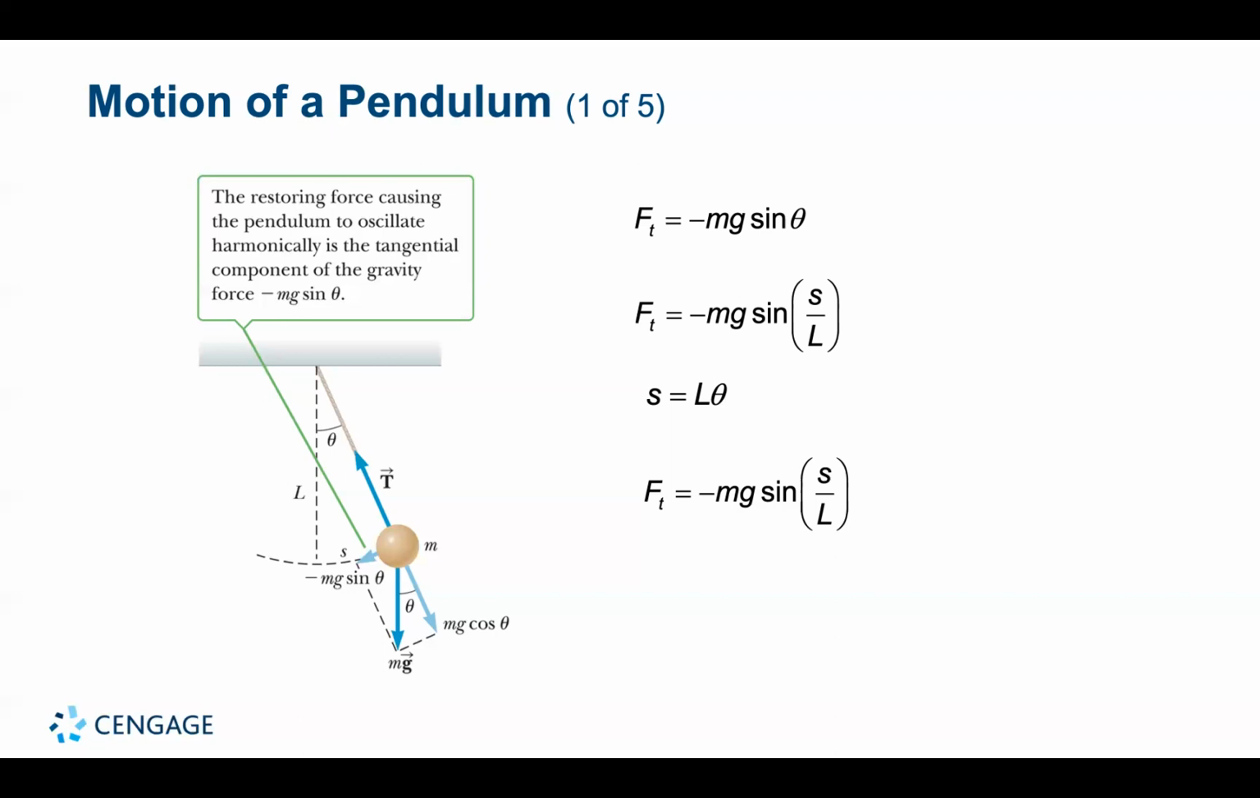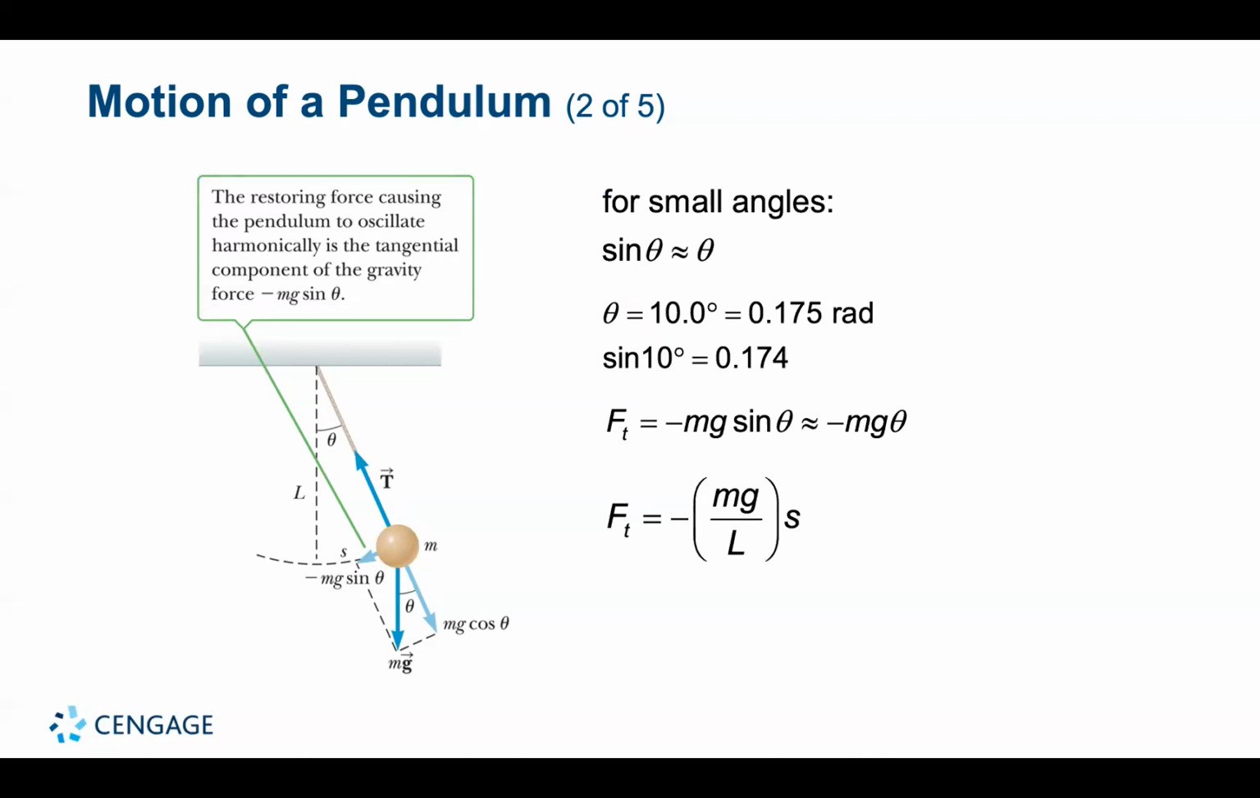Hooke's law is F equals minus kx. So we are looking for a similar expression involving s, where F sub T is a force acting in a direction tangent to the circular arc. From the figure, the restoring force is shown here. Since s equals L theta, the equation for F sub T can be written as shown. This expression isn't of the form F equals minus ks. So in general, the motion of a pendulum is not simple harmonic.